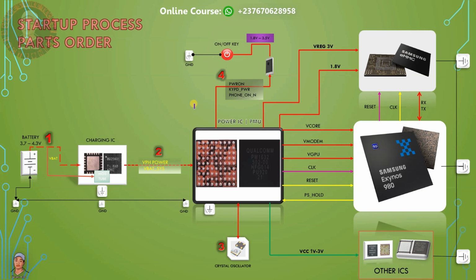The fourth is the power key line, which is the power signal line. The fifth is the power key itself. When the power key is pressed and the power IC switches on, it's going to give out these voltages right here. It's going to give out the VREG, which is the 3 volts of the hard disk.